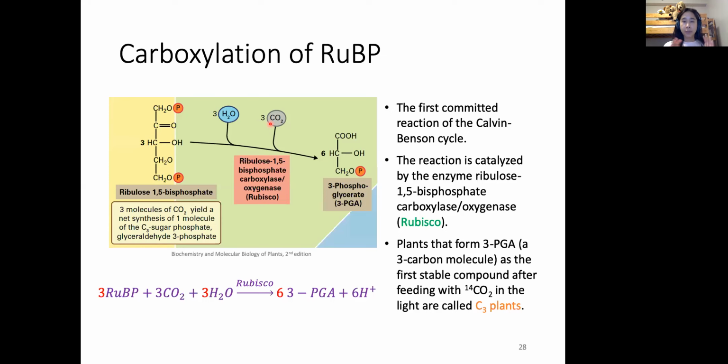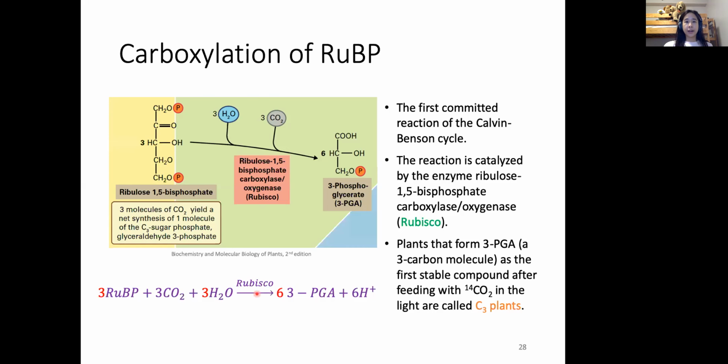So we will talk about that more in the next video, I guess. As I mentioned about the 3 carbon compound, 3-phosphoglycerate right here, this one is the first product of carbon fixation, and most plants will get the 3 carbon products. We call those plants C3 plants, but in some plants the 3 carbon compound is not the first product, but it's actually a 4 carbon compound.